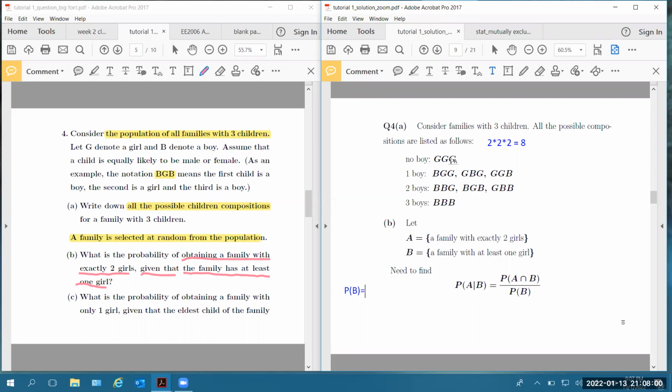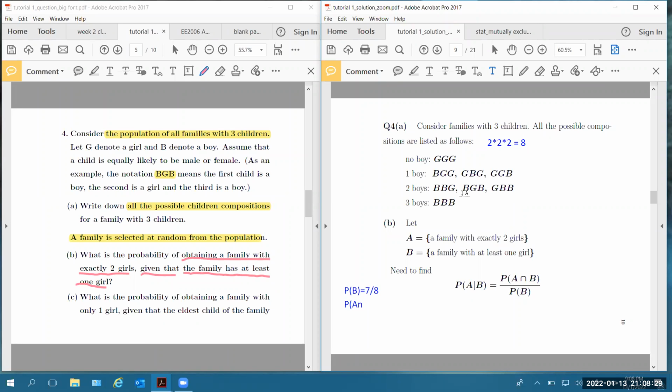7 over 8. Because you see, you got all your compositions here. At least 1 girl. Well, looks like all got girl, right? Except the 3 boys. So you can see that there are actually 7 cases. Everybody clear? Okay, I think this one is quite clear. Then we go and do the numerator.